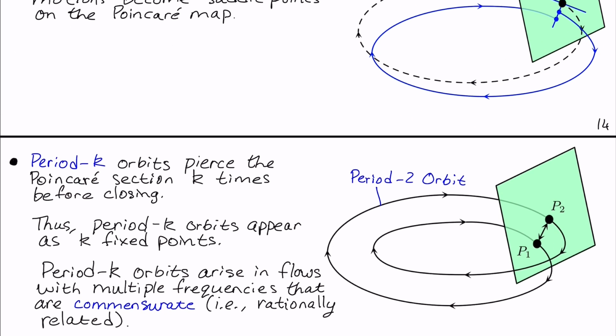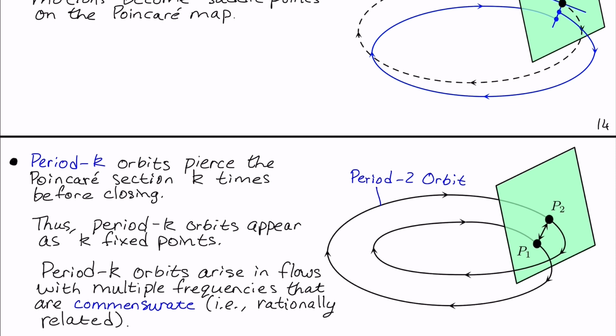So similarly, period K orbits will pierce the Poincare section K times before closing. And so thus period K orbits appear as K fixed points. And in the diagram here, I've shown a period 2 orbit, and you can see how along this orbit the intersections with the Poincare map will oscillate between P1 and P2, to P1, to P2, and so forth.